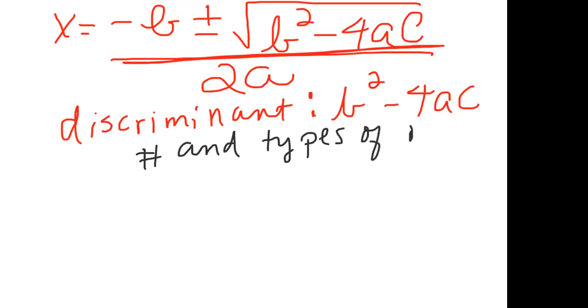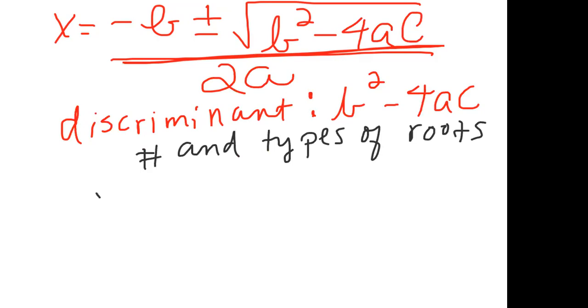How many roots and what types of roots the quadratic will produce. Remember earlier I told you the maximum number of solutions you can find for a quadratic would be 2 solutions. So here we are actually differentiating the solutions and identifying how we come up with the different types of solutions. So guys, here it is.